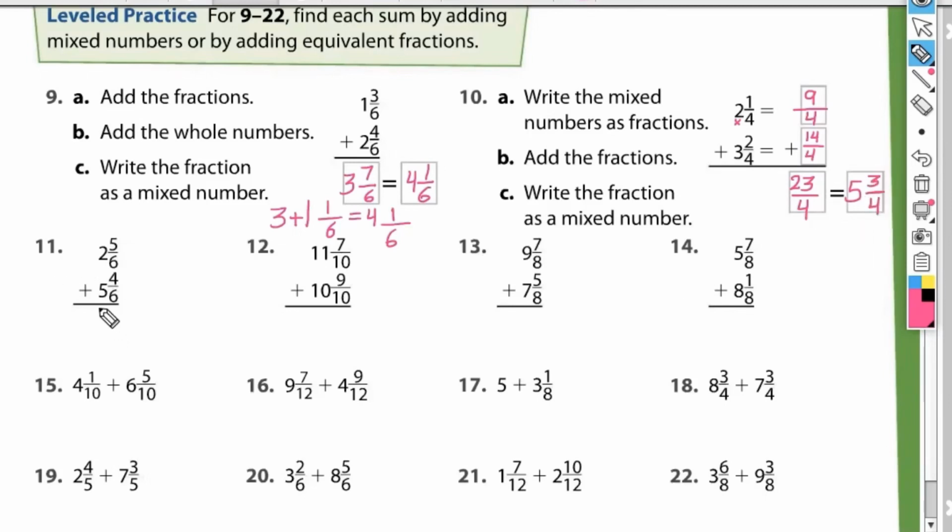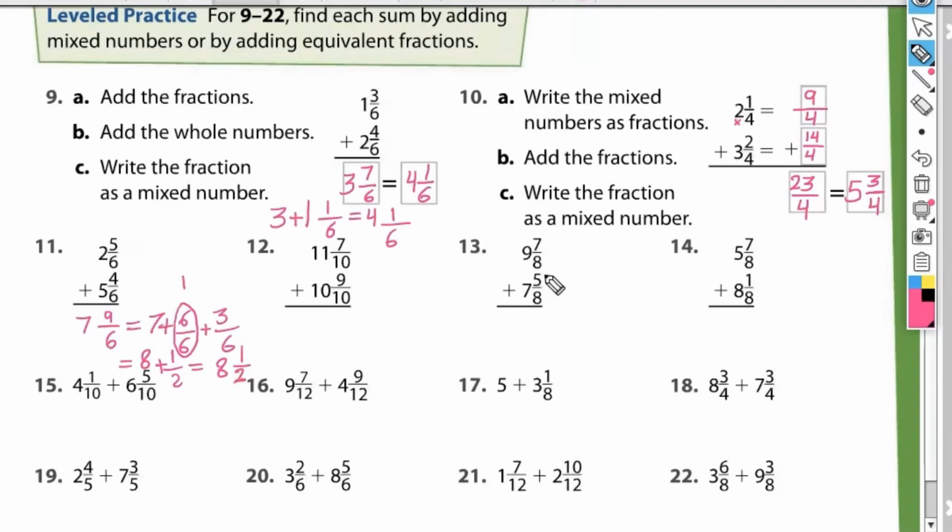Number 11. I will add the fraction part first. 5 plus 4 equals 9 out of 6. 2 plus 5 equals 7. I will keep 7 as it is and start to decompose 9 out of 6. 6 out of 6 plus 3 out of 6 equals 6 out of 6 equals 1. 7 plus 1 equals 8 plus 3 out of 6 is half. So the sum would be 8 and half.